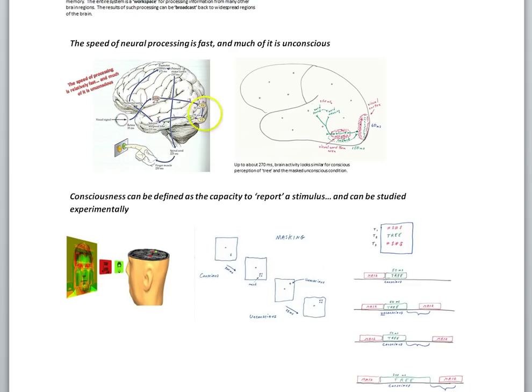It looks like there's just chains of neurons, one-way flow of information, but in reality, in lots of these areas, there are local loops of neural activity that are involved in processing information. But a lot of brain activity occurs unconsciously.